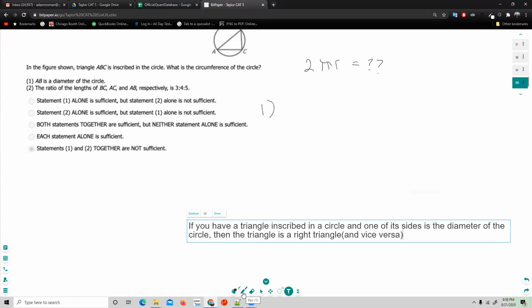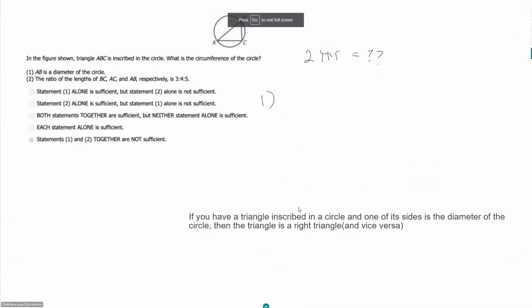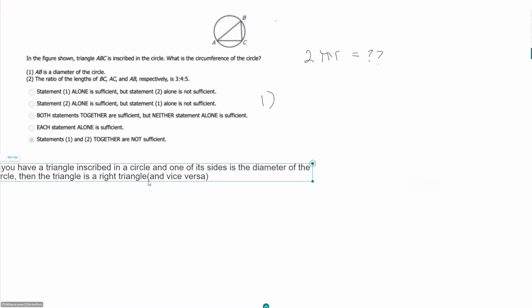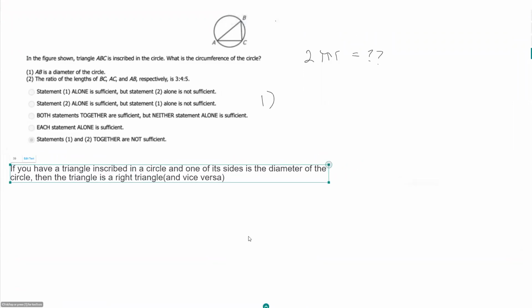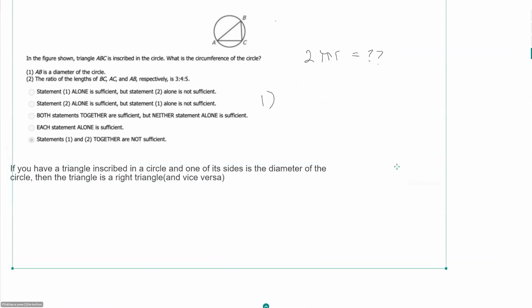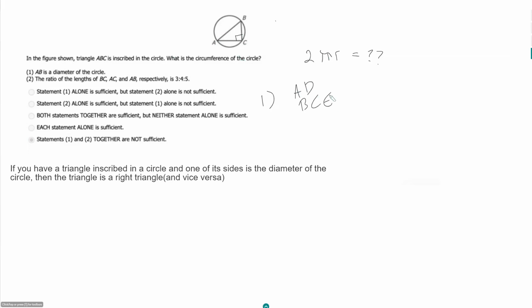This is a rule that is worth memorizing because it does come up, and usually when it does, if you know it, the question's easy. If you don't know it, then you've got to derive the rule in the middle of your test. So in our case, if they are telling us that AB is a diameter of our circle, then this means that we have a right triangle. We don't know anything about the length, though, so by itself, it's still going to be insufficient.